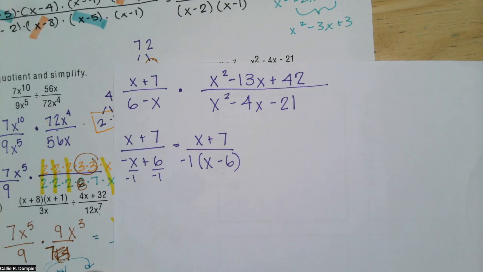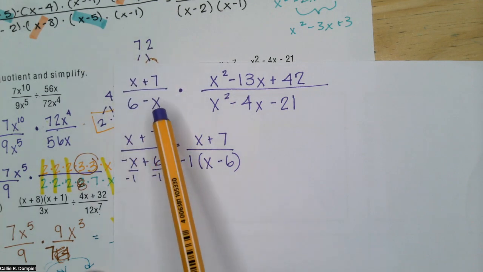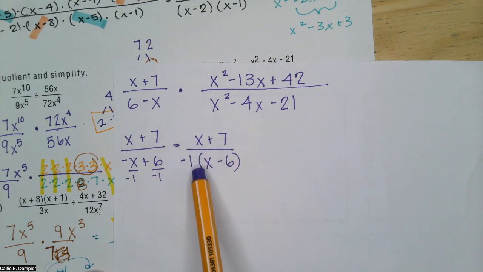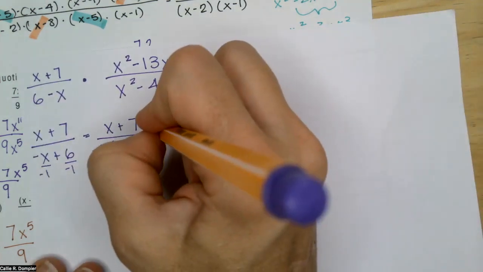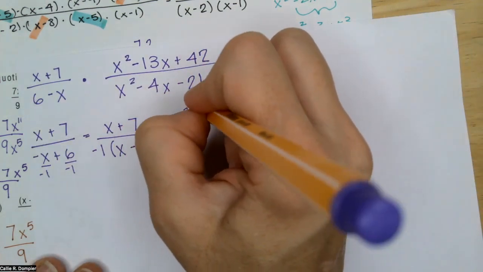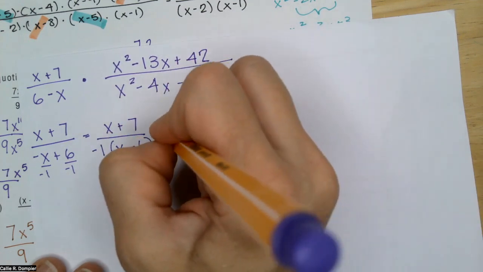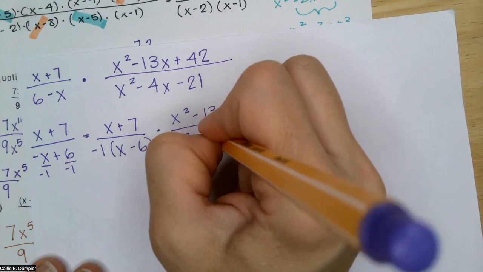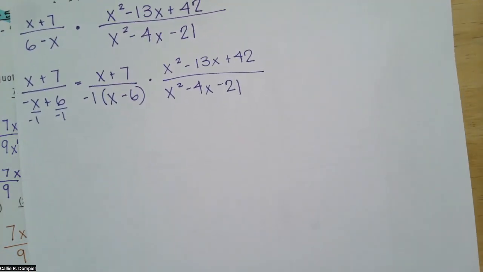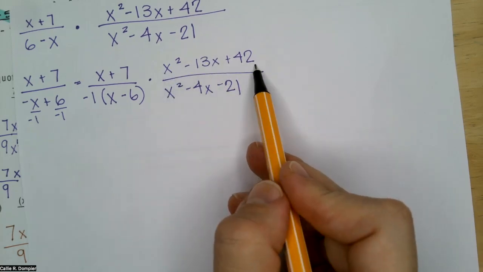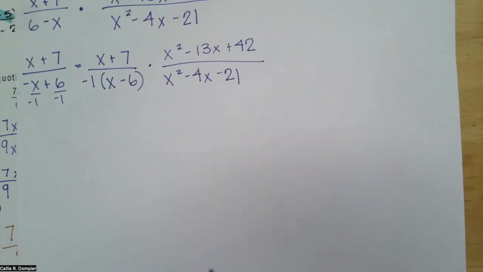So instead of x plus 7 divided by 6 minus x, we're going to call it x plus 7 divided by negative 1 times the quantity x minus 6, so that our leading term is positive, times x squared minus 13x plus 42 over x squared minus 4x minus 21. Now, when I factor this, hopefully one of the factors is x minus 6, now that x minus 6 looks normal.